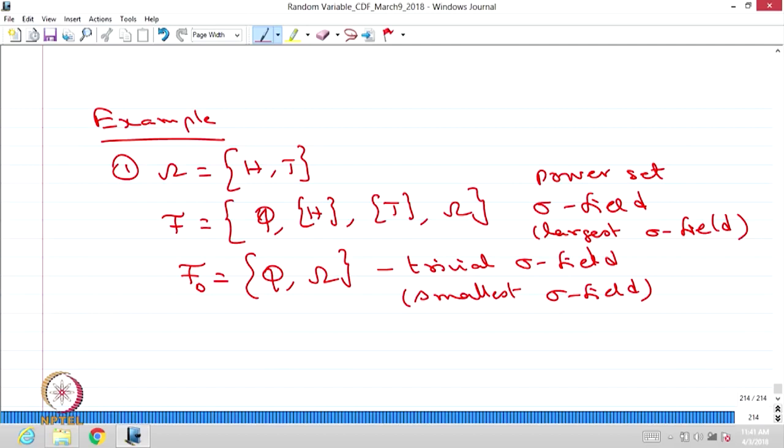In this example, we have two sigma fields. One is the smallest one and the other one is the largest one, that's the power set. In between, we are not getting any other sigma field. We are getting only two sigma fields because omega has only two elements. Now I am going to discuss some more examples. In that, we will land up with non-trivial sigma fields other than the smallest and the largest.